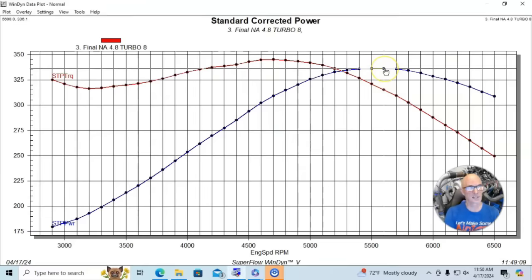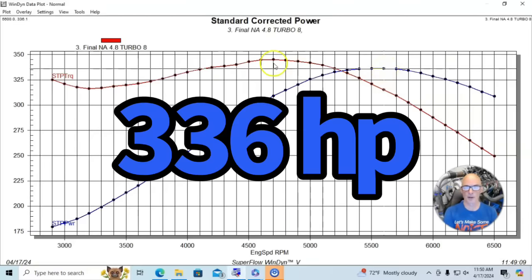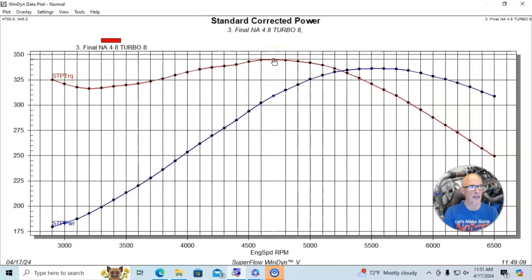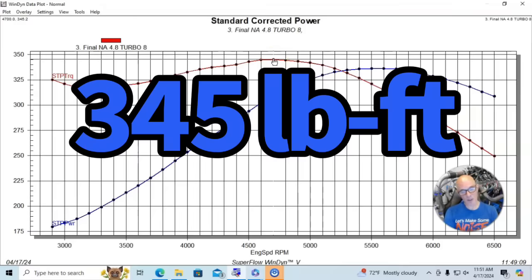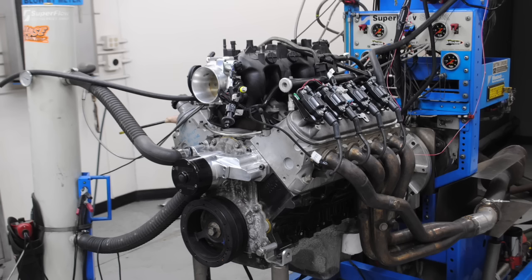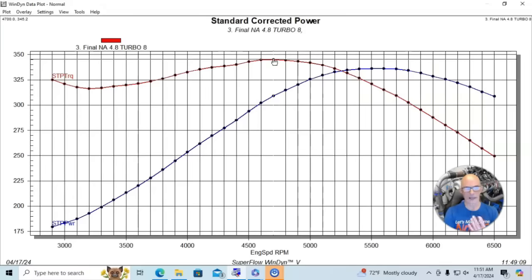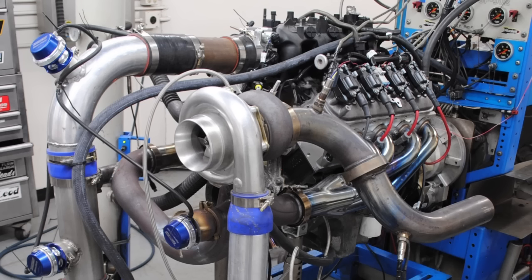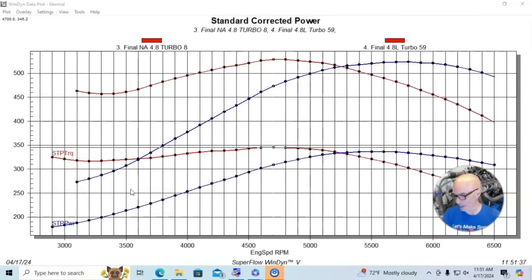So we ran the thing naturally aspirated. It made 336 horsepower and 345 foot-pounds of torque. Just basically a stock 4.8 liter running fairly good, but with long tube headers on it and optimized tune and running it cold. Here's what happened when we added our single turbo. You could see, not surprisingly, big power gains.